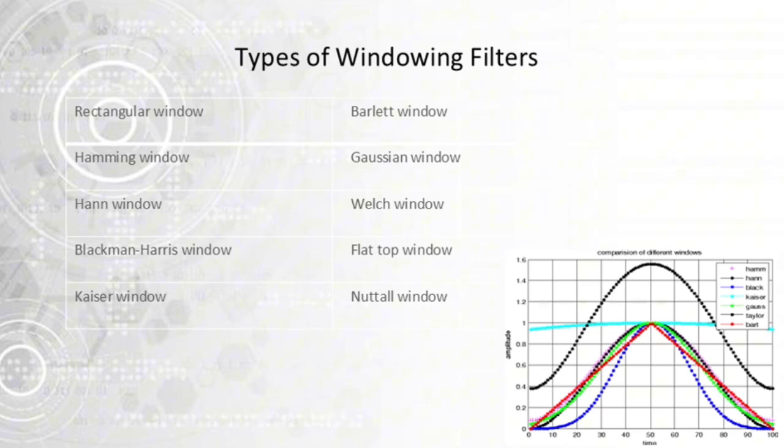After that, we go to the types of windowing filter. Windowing filters come in several forms, such as rectangular, Hamming, Hann, Blackman-Harris, Kaiser, Bartlett, Cauchy, Welch, flat top, and Nuttall window. Each type has a unique characteristic that makes it suited for a specific task in signal processing. In this presentation, we will focus on Hamming and Kaiser window only.